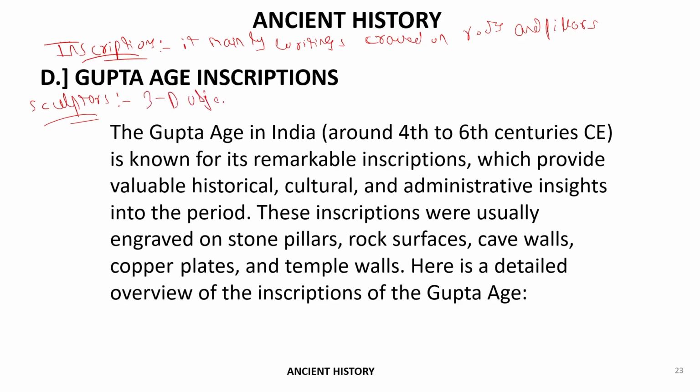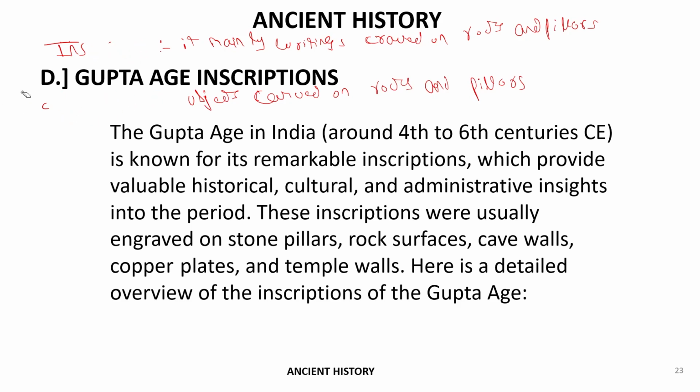Whereas sculptures are basically 3D objects carved on rocks and pillars. In simple terms, if there is only writing on the pillar or rock surfaces, then it is part of an inscription. But if there is some kind of statue, some 3D object or 3D picture carved on the rocks and pillars, then it is a sculpture.